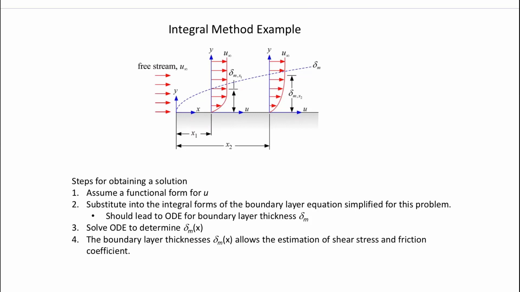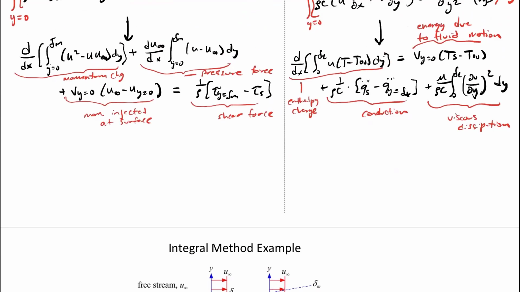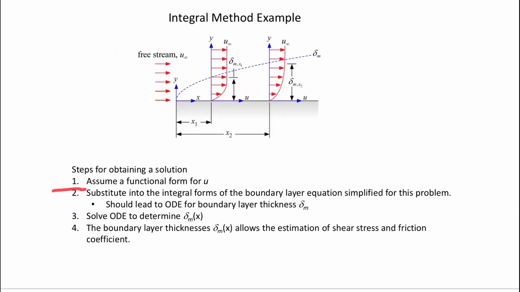So here's the general steps again. We start with 1, assume a form for u. 2, we substitute that into the integral form. This up here is our integral form that we just derived. And then that should lead to an ODE in terms of our boundary layer thickness. We want to solve that ODE for boundary layer thickness, and then we can use that boundary layer thickness to compute things we care about, heat transfer coefficient, shear stress.